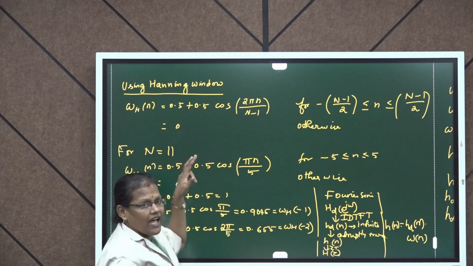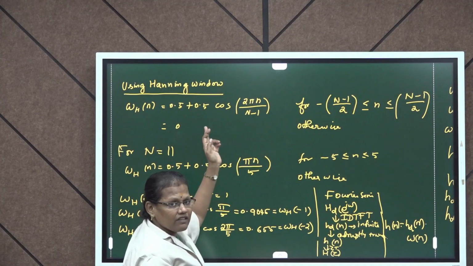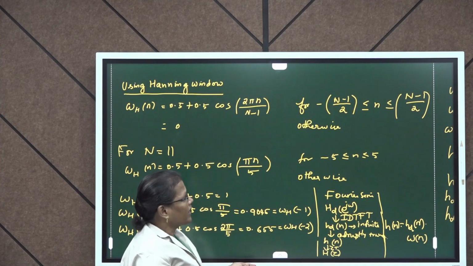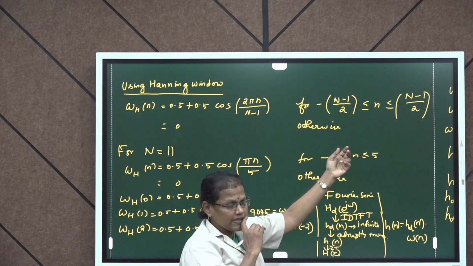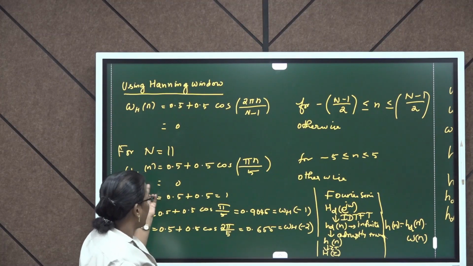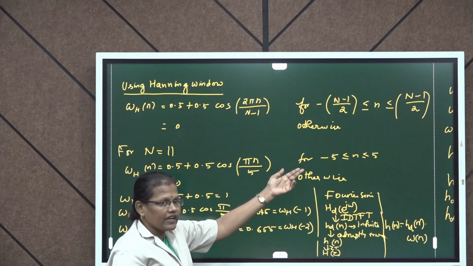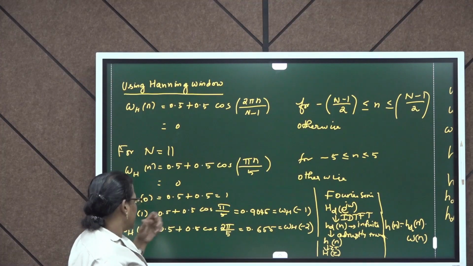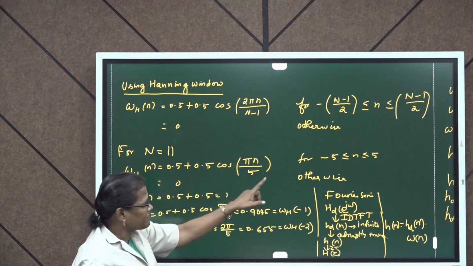Here we take the Hanning window function. The Hanning window function is given as 0.5 + 0.5 cos(2πn/(N−1)) in the range −(N−1)/2 to (N−1)/2. Substituting N = 11, we get 0.5 + 0.5 cos(πn/5) in the range of n from −5 to +5. So we have to substitute the values of n from −5 to 5.